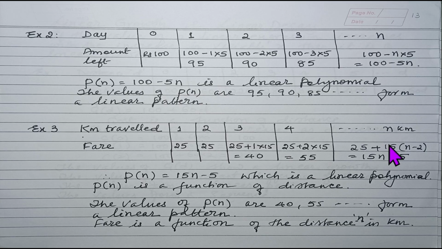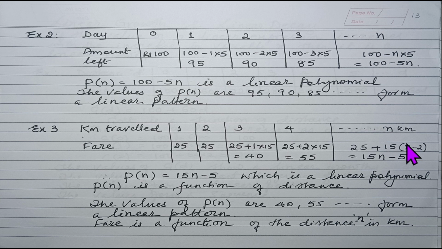That means you have to pay for the nth kilometer 25 plus 15 into n minus 2, that is 15n minus 5. So we can put the value of kilometers, 3 kilometers rather, since the first 2 kilometers is fixed at 25 rupees. For the third kilometer, if I put 3 here, 3 minus 2 is 1, times 15, it becomes 40. Then 4 minus 2 is 2, 15 times 2 is 30, plus 25 becomes 55.